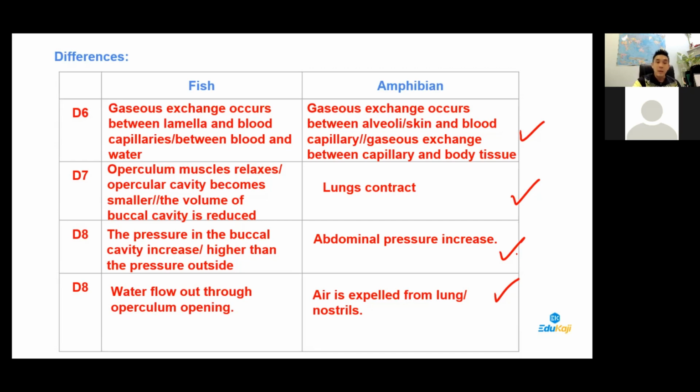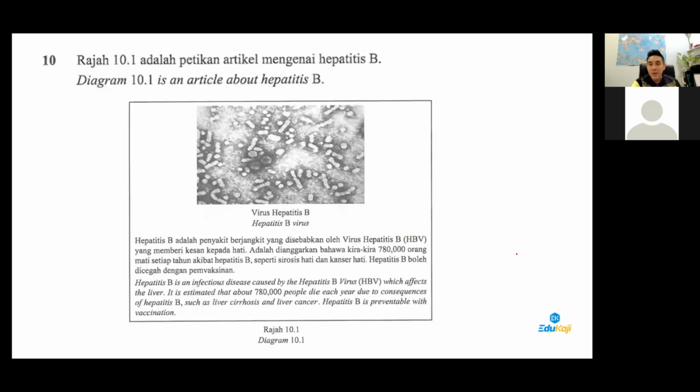Okay, let's look at question 10. Guys, I'm here to discuss all the essays, not to choose and then answer one for you. If you look at question 10, hepatitis B is a disease, so therefore we are talking about immunity. Form 4 Bab 11.